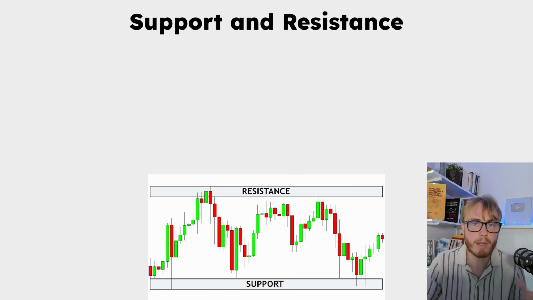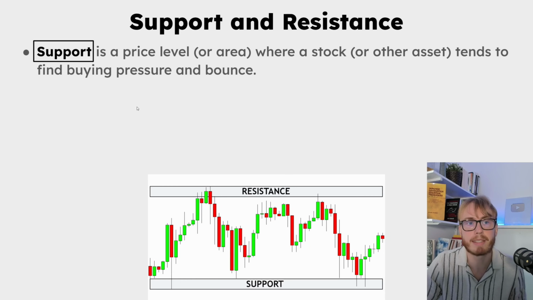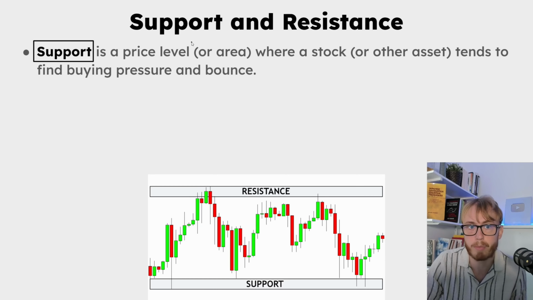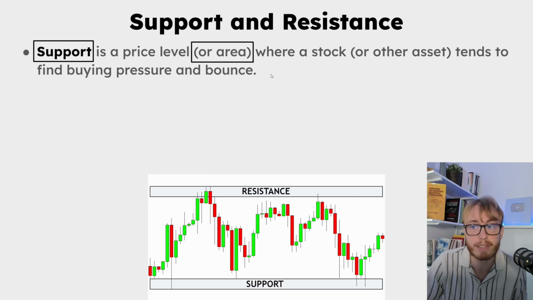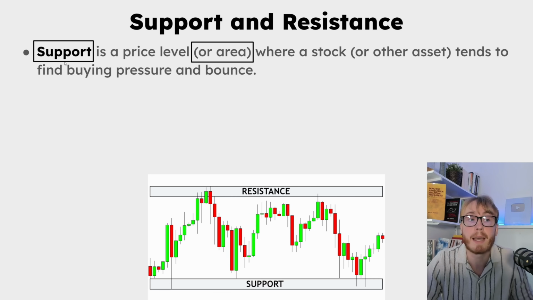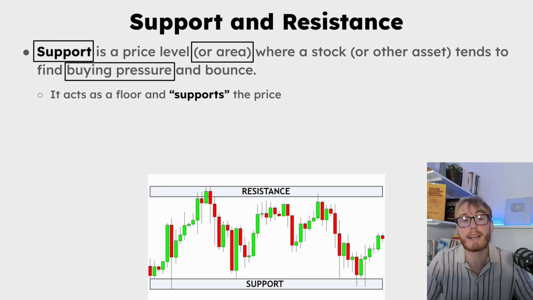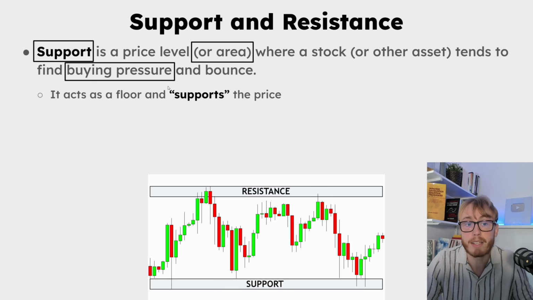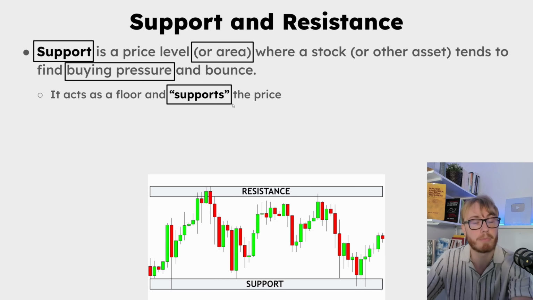But now then, what is support and resistance? Well, support is basically a price level, or to be more precise, a price area where a stock or cryptocurrency or forex tends to find buying pressure and bounce. A support level acts as a floor and supports the price, and hence the name support level.